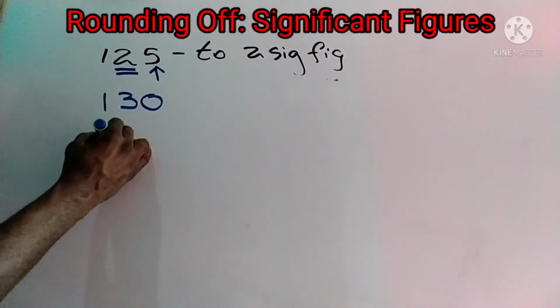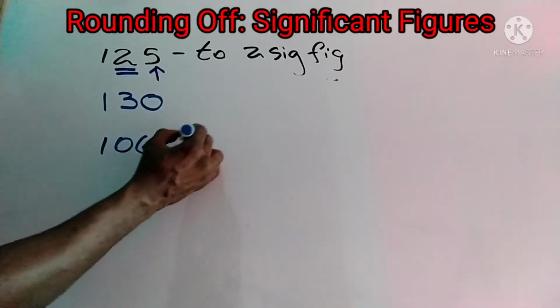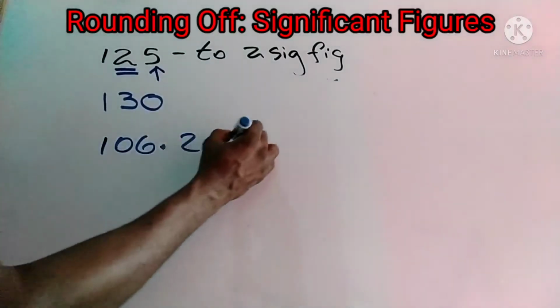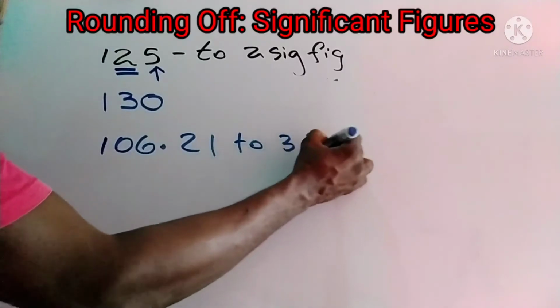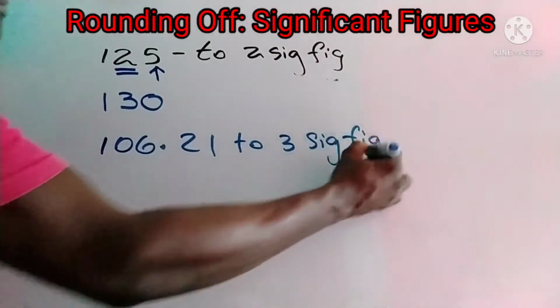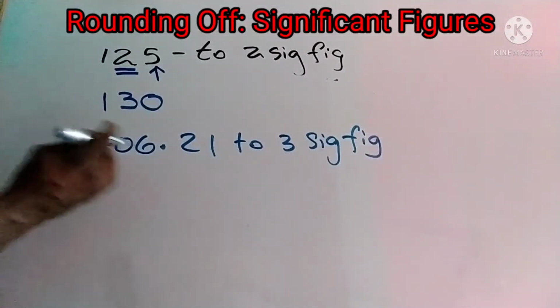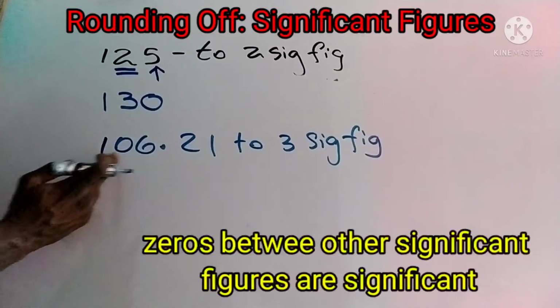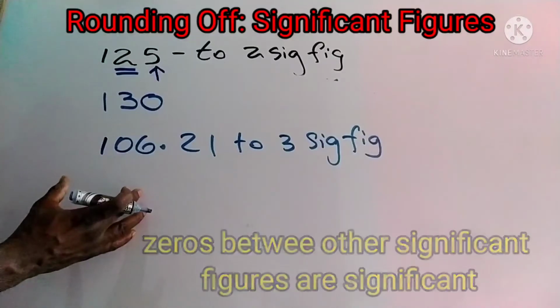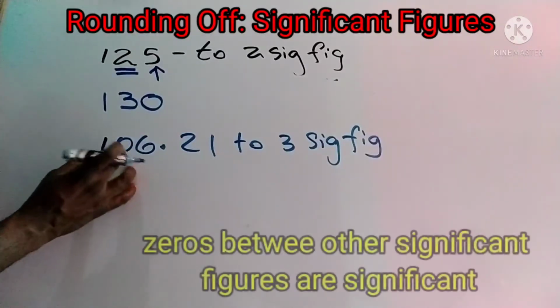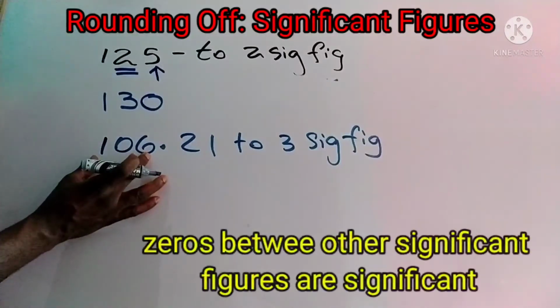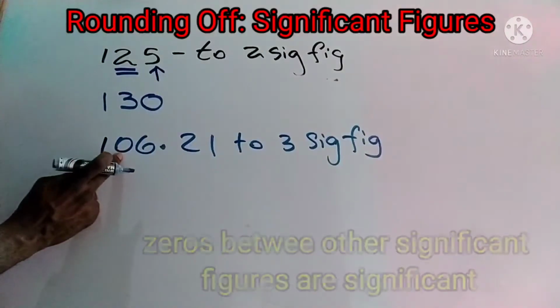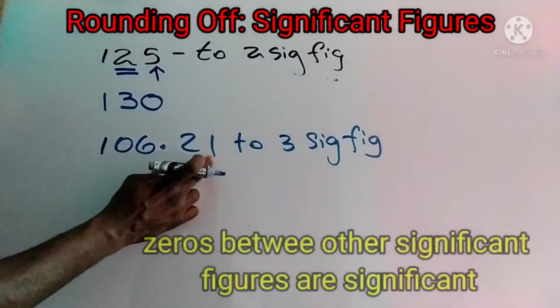What if we have 106.21 and we want to round this to 3 significant figures? I call it sig fig. Now all of these digits are significant because 0, when between other significant figures, are significant. So zeros are significant when they are between other significant figures. So this 0 is significant. So I have all 5 significant figures here.